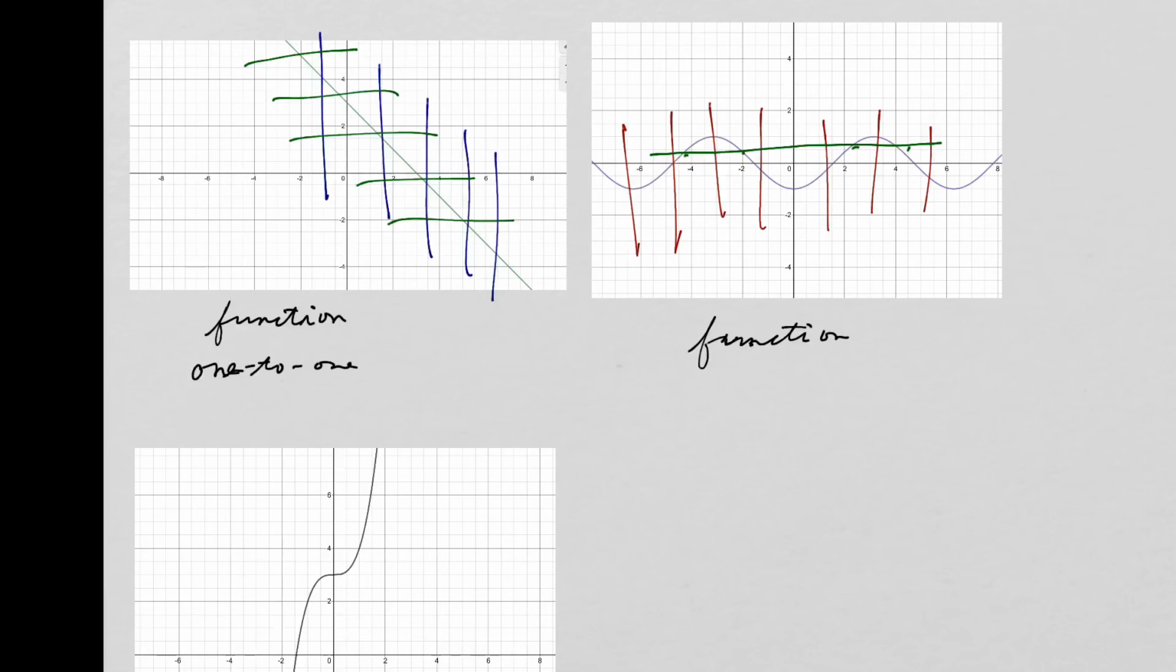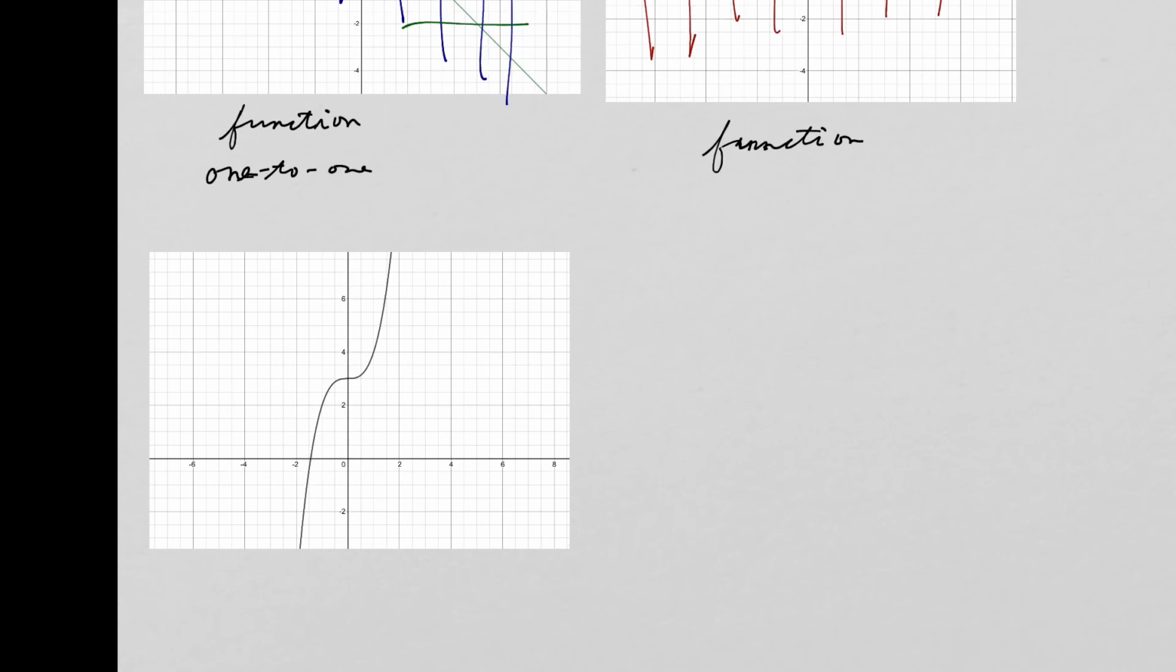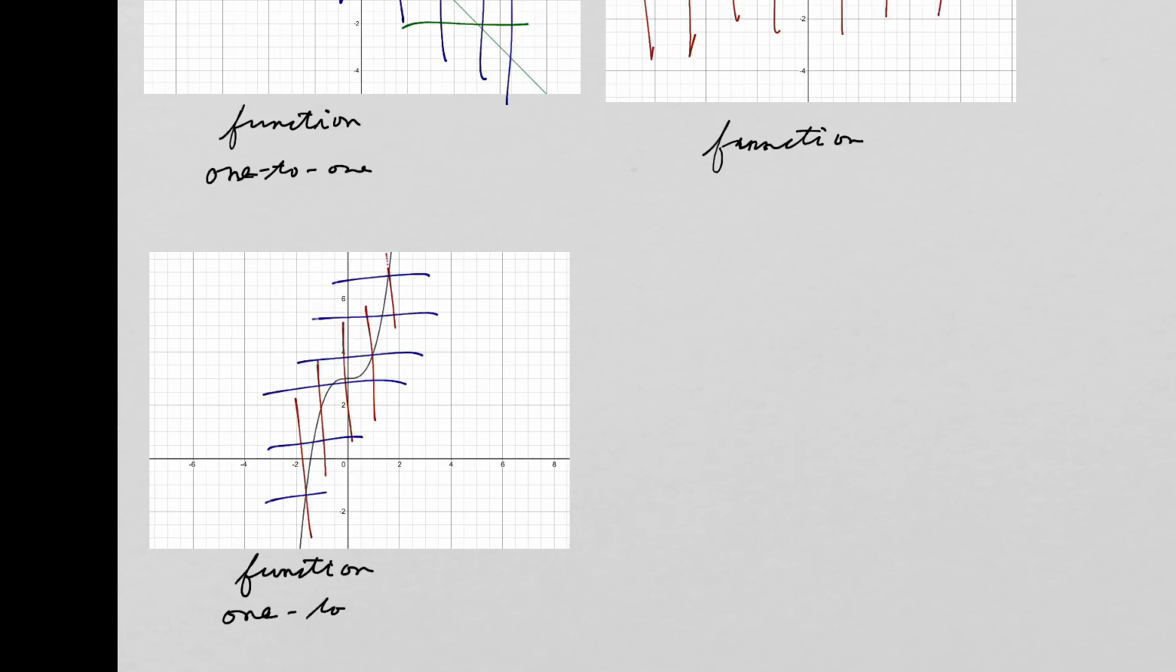So that's definitely a function. And then finally, this last one here, this is like a cubic function that's shifted up. It's definitely a function, right? Because it passes the vertical line test. And it also, in this case, passes the horizontal line test. So this is a one-to-one function. Right, so that's really the quick way of determining whether particular graphs are functions or not.